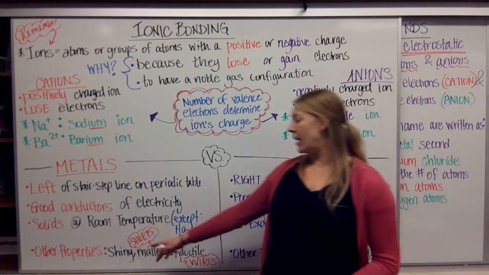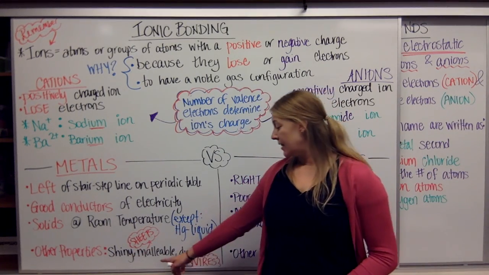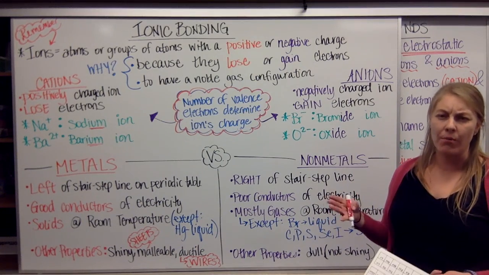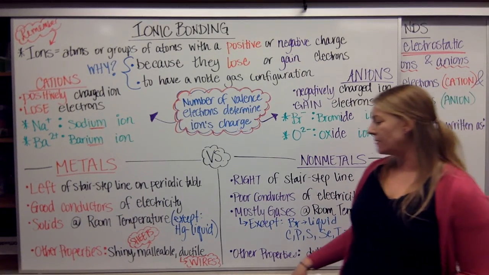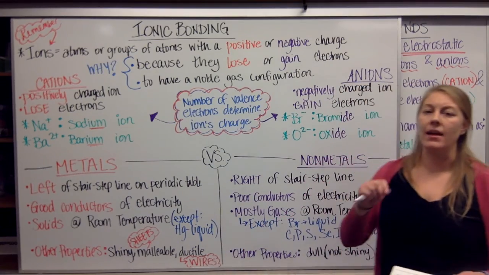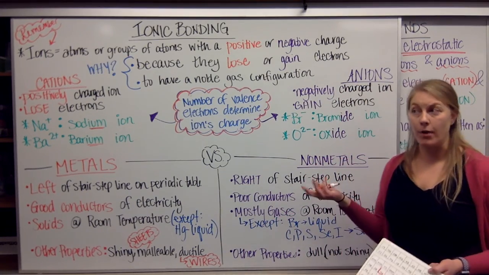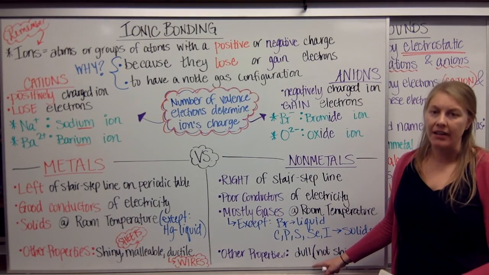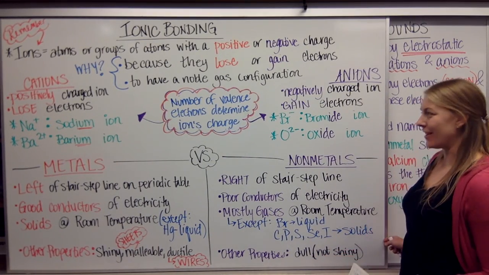And other properties of metals, we see that they're shiny. They are malleable, which means they can be reformed into sheets without breaking, like pounded down into sheets without breaking. And they're ductile, which means they can be rolled into wires without breaking. Other properties of nonmetals is that they're dull. They're not shiny, those that are not gases, obviously.